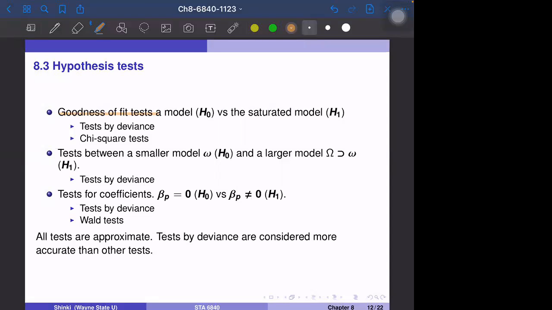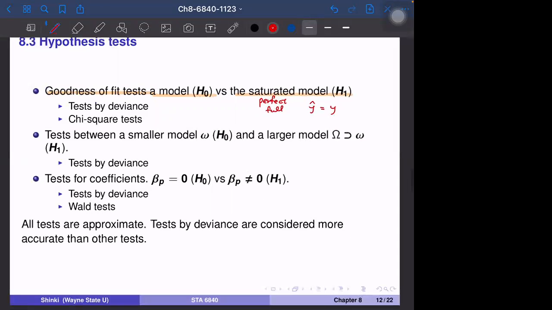So the null hypothesis is our model, H0, and the alternative is the saturated model, or perfect model, or full model. So that is the trivial model that y hat is equal to y. So if we use all the information, we can get the perfect prediction, of course. So that is the saturated model. So we see if our model is good enough compared to the perfect model.